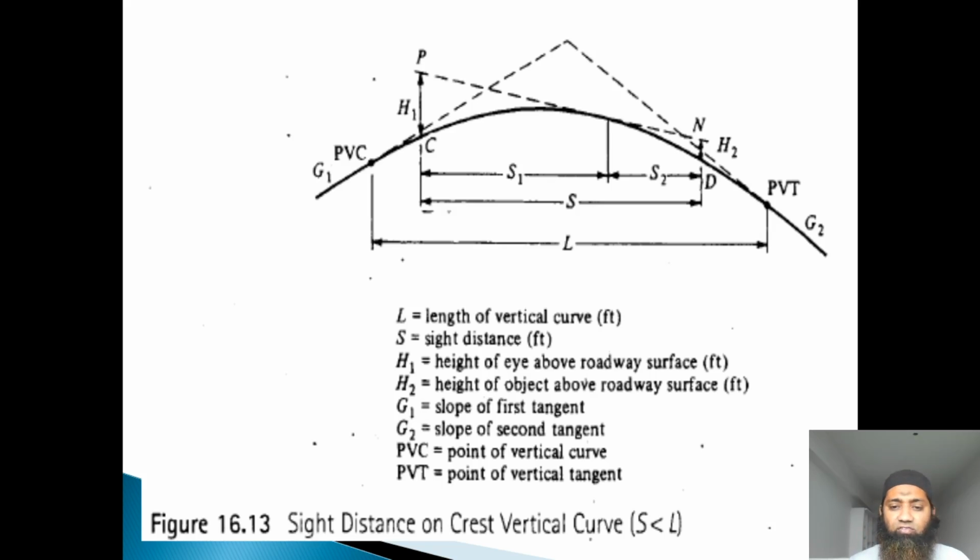Capital H1 is the height of eye above roadway surface, as we have told. H2 is the height of the object above the roadway surface, so this is the height of the object. You can see G1 and G2: G1 is slope of first tangent and G2 is slope of second tangent. PVC is point of vertical curve and PVT is point of vertical tangent here.